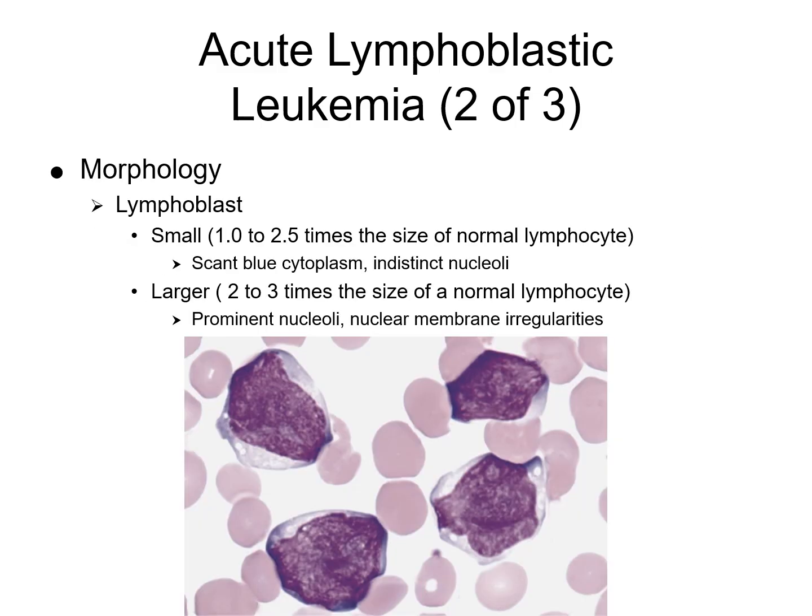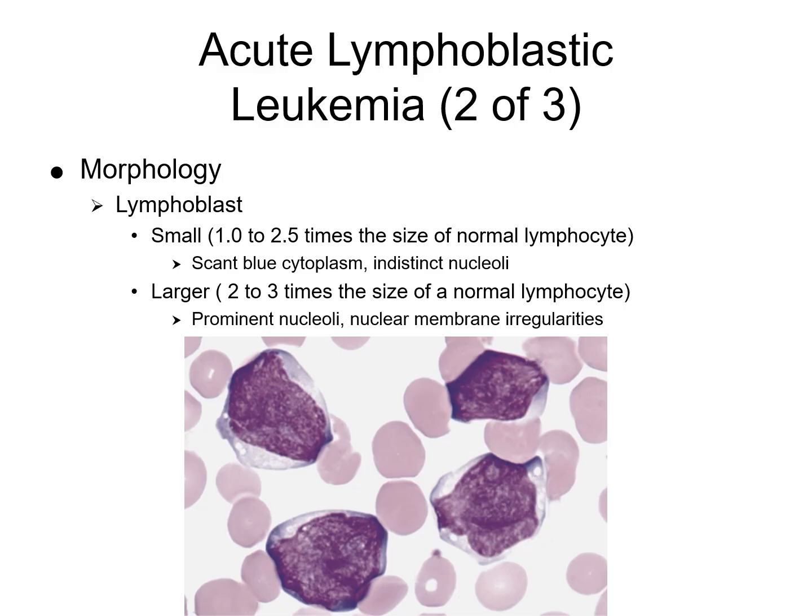For the morphology on these lymphoblasts, we have small and large. The small lymphoblasts are about 1 to 2.5 times the size of a normal lymphocyte, whereas the larger lymphoblast is about 2 to 3 times the size of a normal lymphocyte. For the cytoplasm, it's usually a scant amount of cytoplasm, which is typically blue in color once it's stained. The cytoplasm is usually scanty and not very prominent.